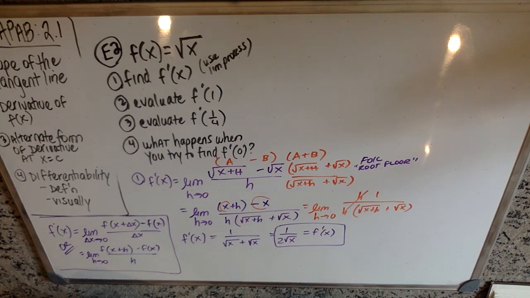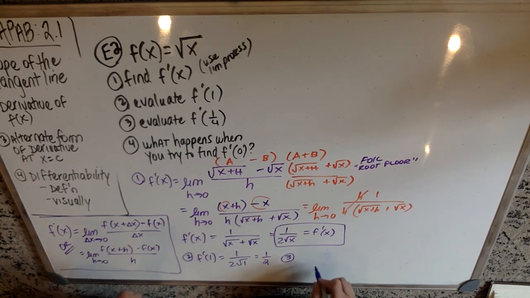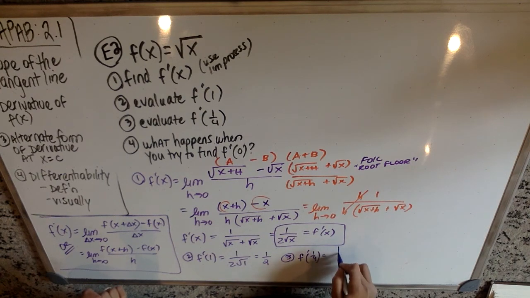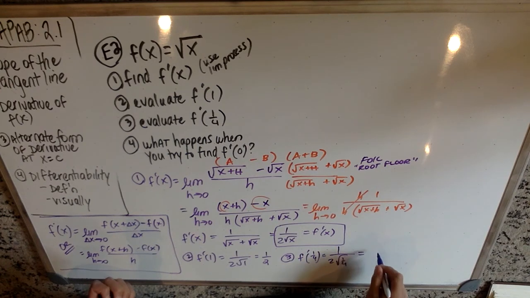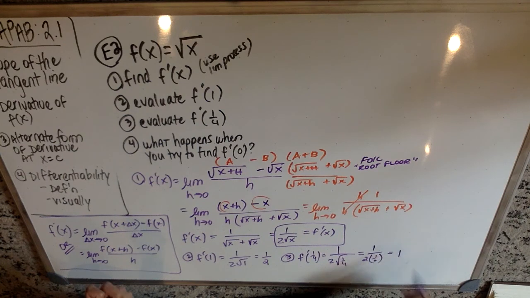Okay. Now, evaluating is pretty simple if you found that derivative. Once you have differentiated, you're just going to plug in the value I asked for. So in part 2, when I said what is f prime of 1, that's just going to be 1 over 2 root 1, which is a 1/2. In part 3, when I ask you for evaluating at 1/4, f prime of 1/4 is going to be 1 over 2 root 1/4, which is 1 over 2 times a half, so I think I just get a slope of 1.